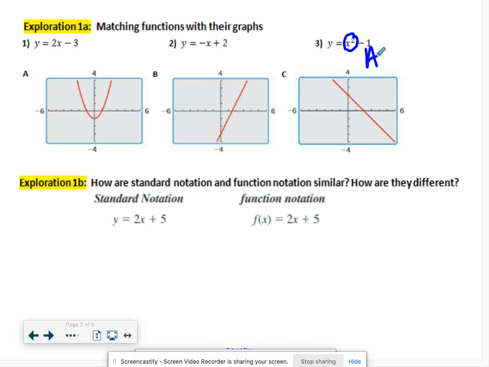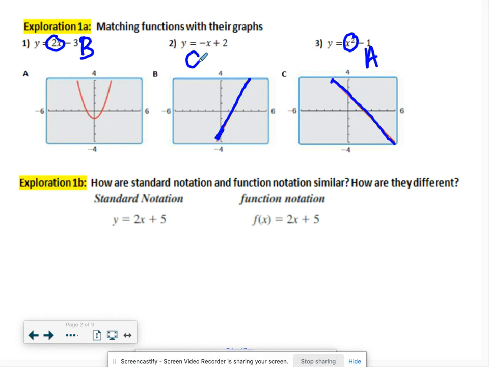Okay, now for B and C, B has a positive slope and C has a negative slope. That's my hint. So what equation do you think goes with B? Equation 1 goes with B because it has a positive slope here. And then C, it's sloping down, so it goes with 2. Oh no, I did the wrong one. That's okay.